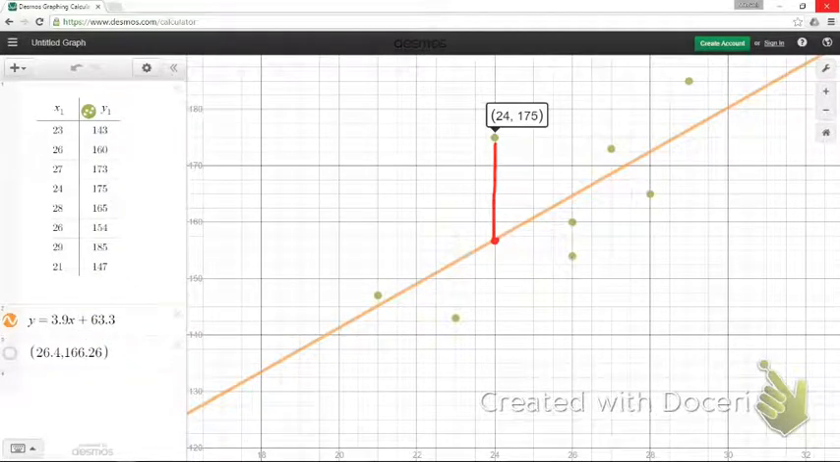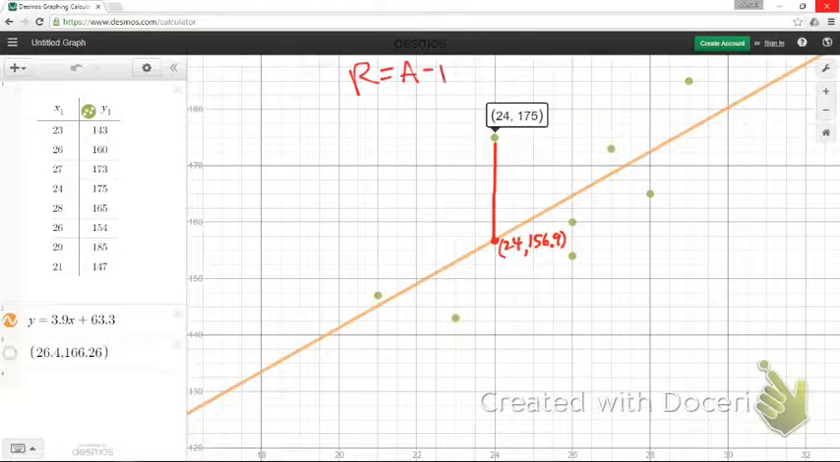3.9 times 24 plus 63.3, and this coordinate is 156.9. So I'm just going to label that. This is 24, 156.9. Okay, so you should do the same. So remember, the residual was actual minus predicted, right? So I'm going to write that at the top. Residual equals actual minus predicted. Make sure you do that, okay?